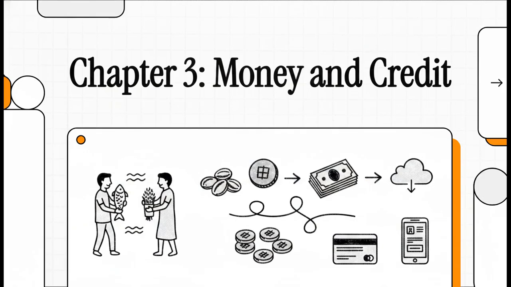Hey everyone, and welcome to this explainer on Chapter 3, Money and Credit. We're going to unpack the really fascinating story of how human societies moved from simply swapping items with each other, all the way to the massive, complex banking systems we use today. Because understanding money isn't just about knowing what's in your wallet, it's about understanding the actual engine that drives our entire economic reality. So let's dive right in.